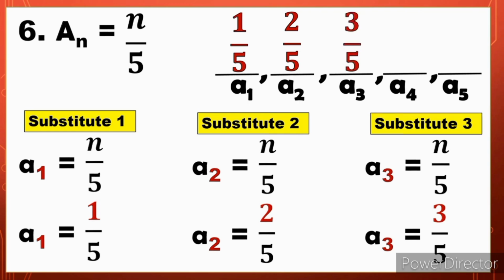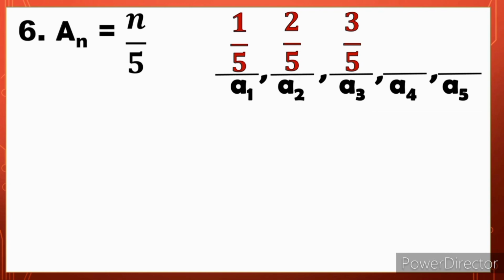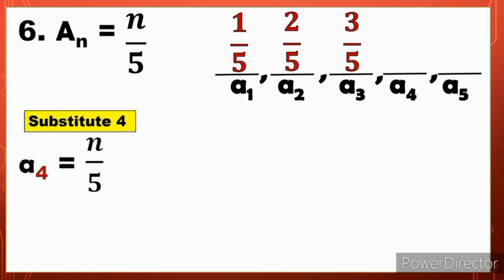Okay, next, to find the fourth term or a sub 4, we substitute 4. So, now we have a sub n equals n over 5. So, papalitan yung n ng 4. So, it becomes a sub 4 equals 4/5. So, 4/5 is in simplest form. Therefore, the fourth term is 4/5.